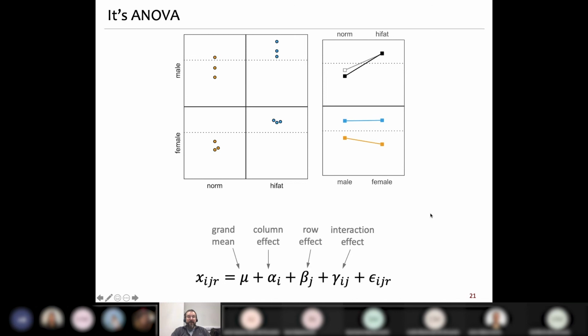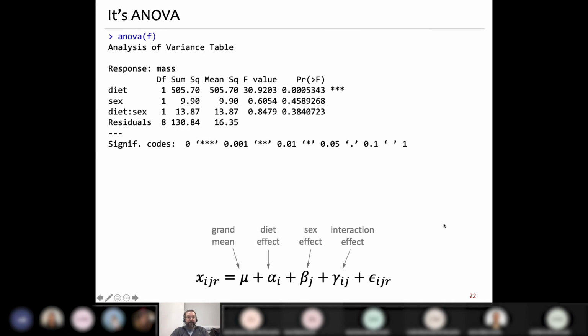Below, there is a formula for ANOVA, which is very similar to our linear model formula. The only difference is that the reference here is the grand mean, which is the mean across all the conditions. In the linear model, our reference is one specified condition. In this case, it was a female normal. That's the only difference. If you perform ANOVA on this, this is the result you get. You get the effect of diet, you get the effect of sex. And again, the model will tell you that the interaction between diet and sex is not important. It's not statistically significant.